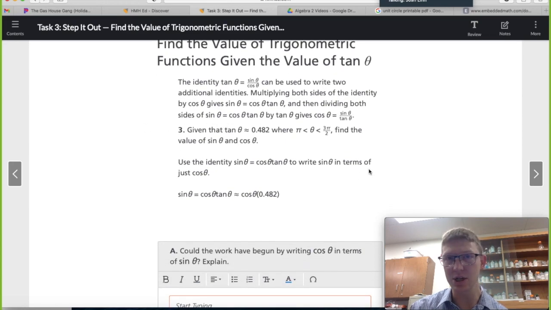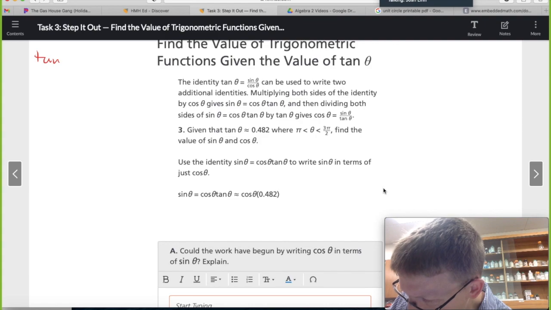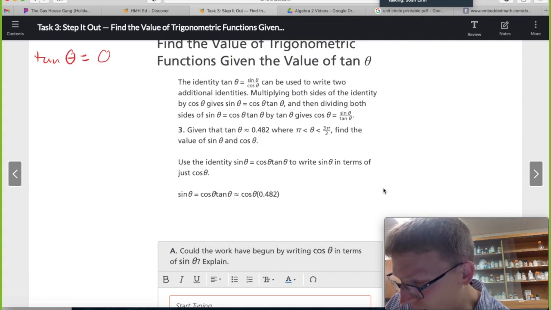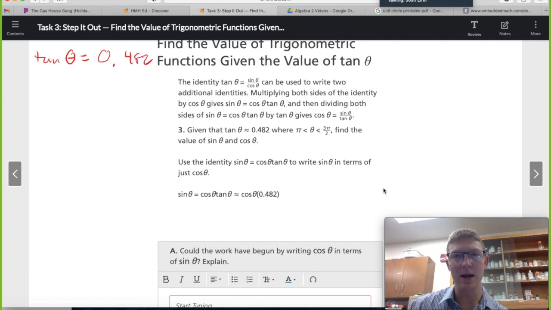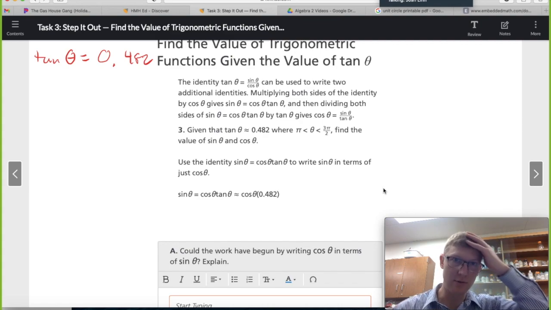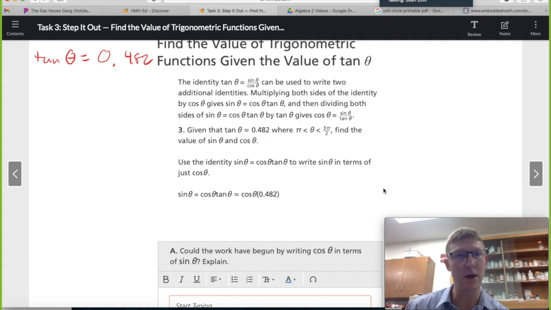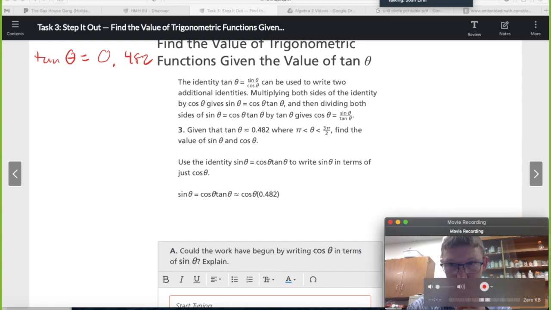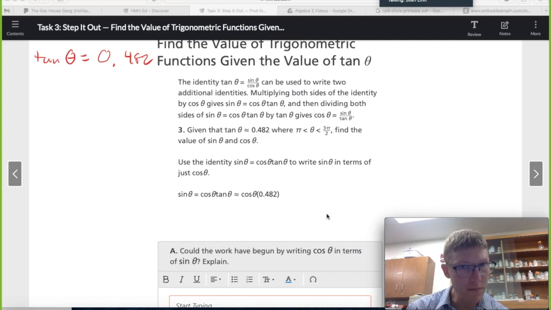Given that tangent of theta is approximately 0.482, where pi is less than theta, which is less than 3 pi over 2, find the value of sine of theta and cosine of theta. We can use the identity we just figured out. We can express either sine or cosine in terms of the other one. In this case, we're just going to arbitrarily choose sine. You can actually do either one.